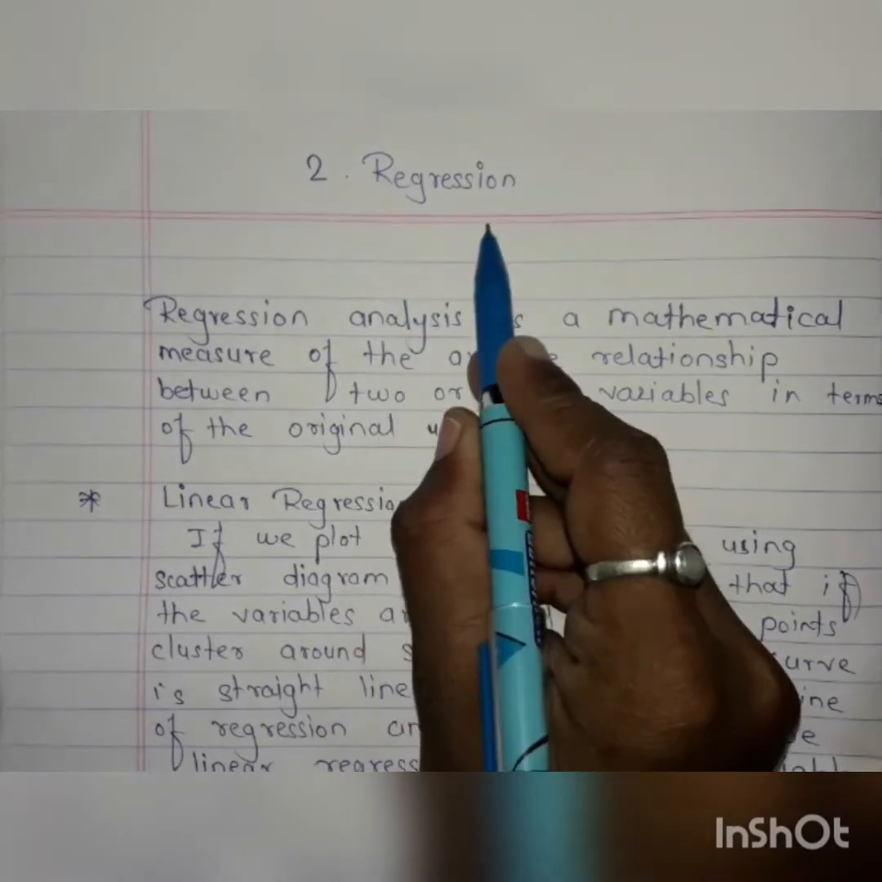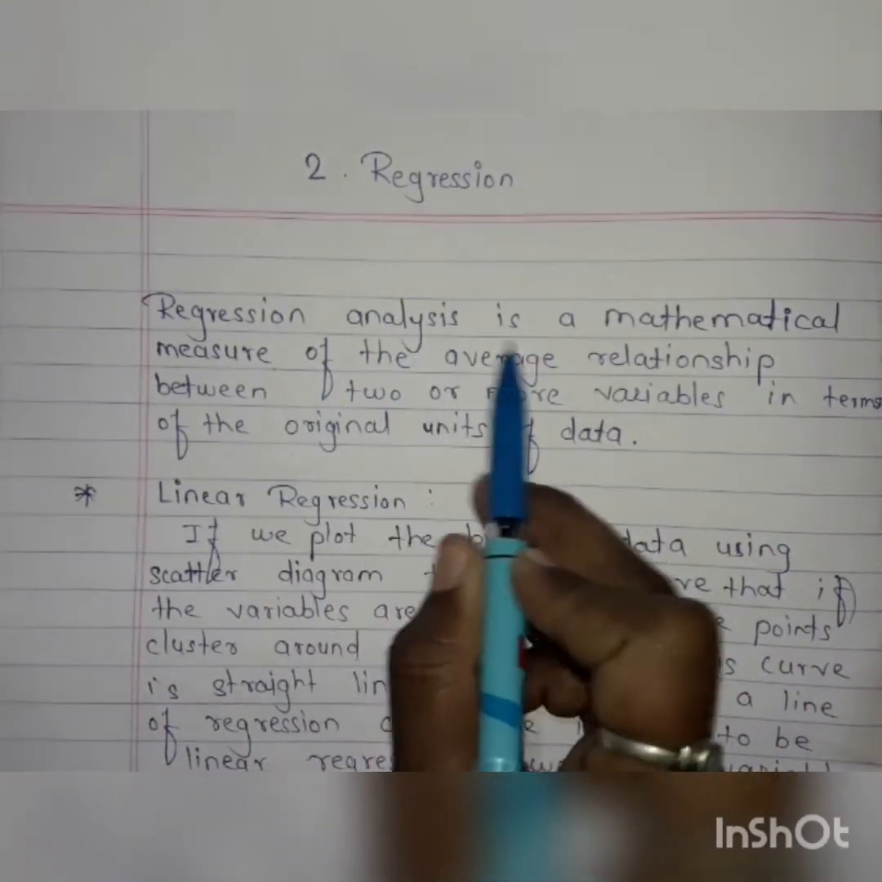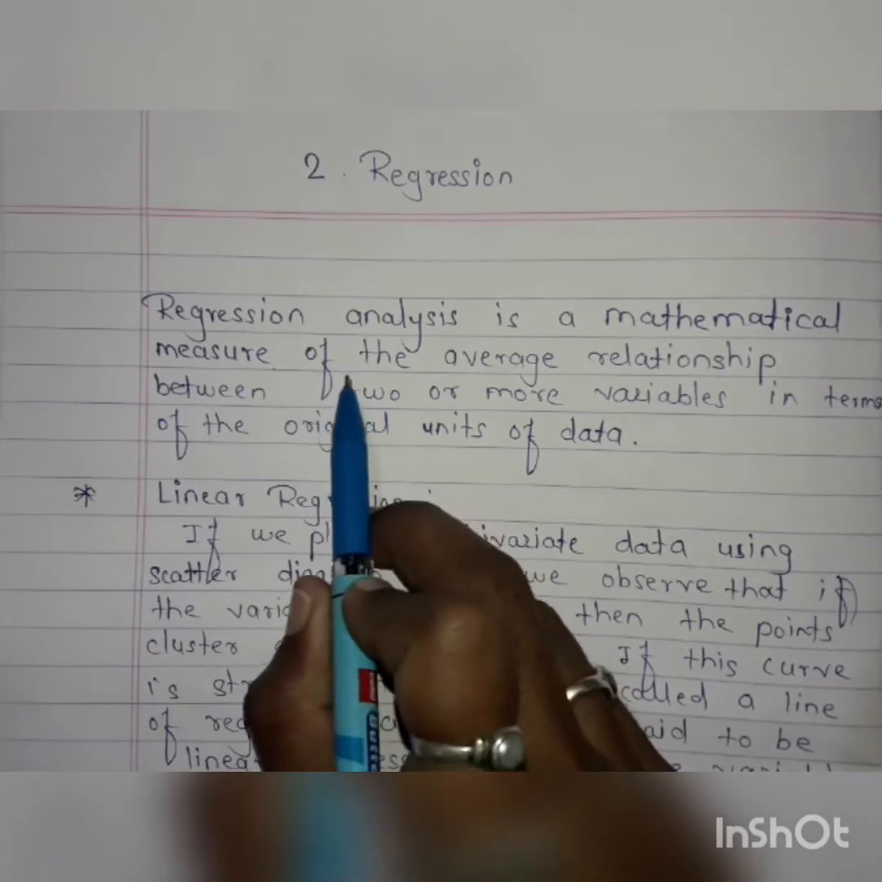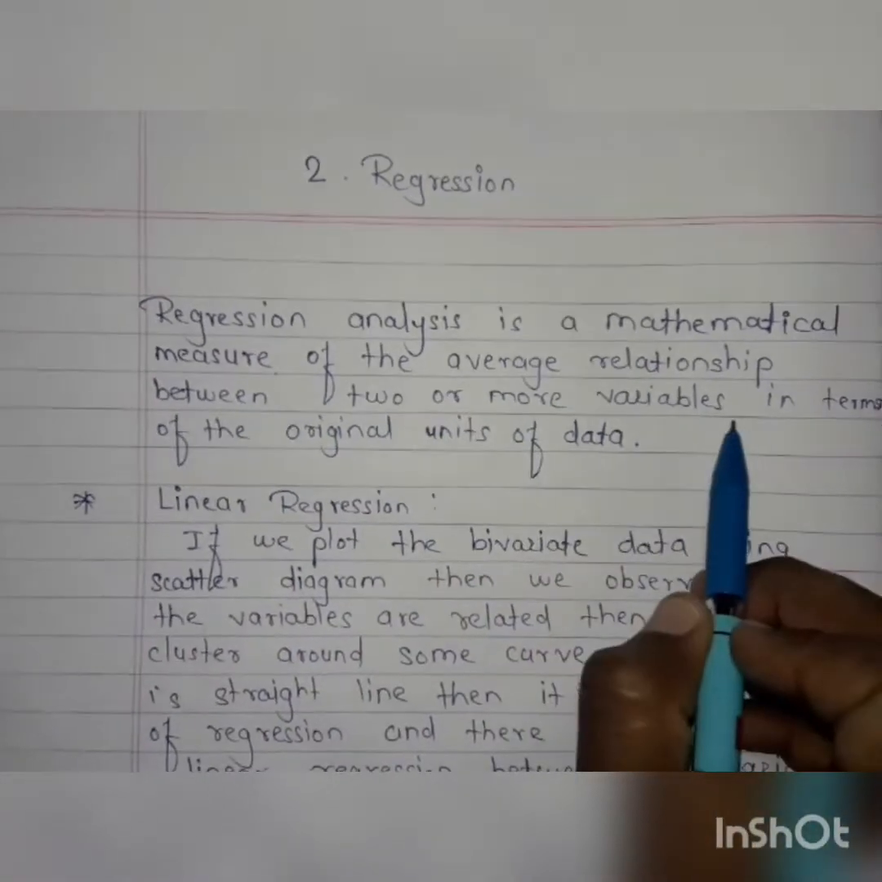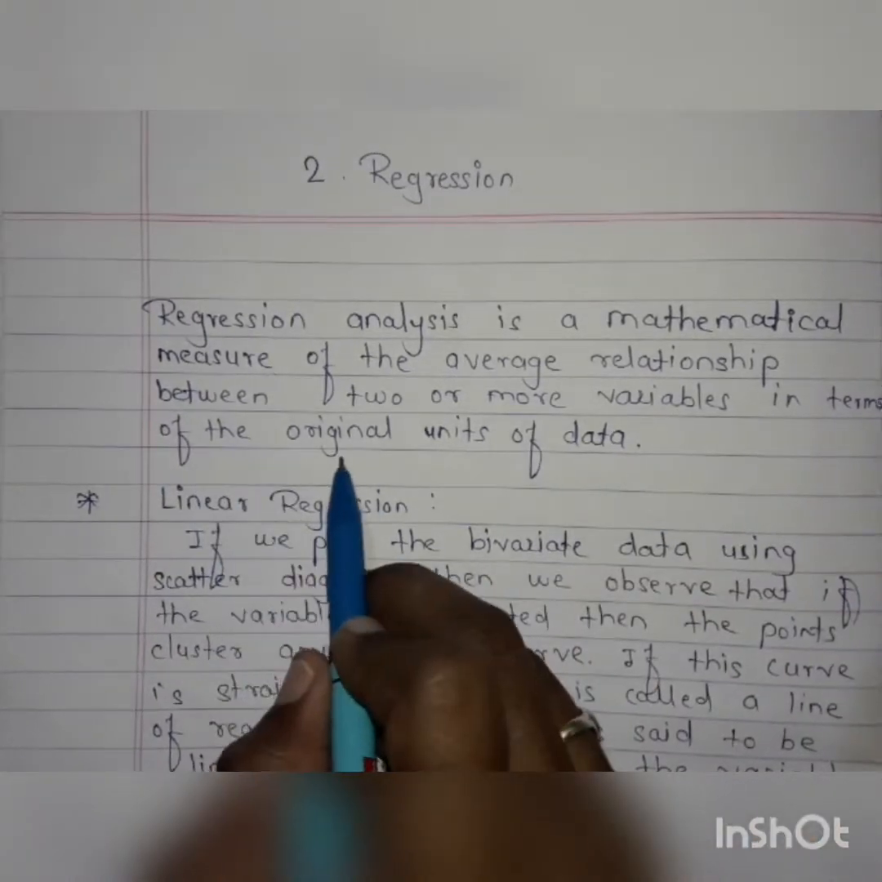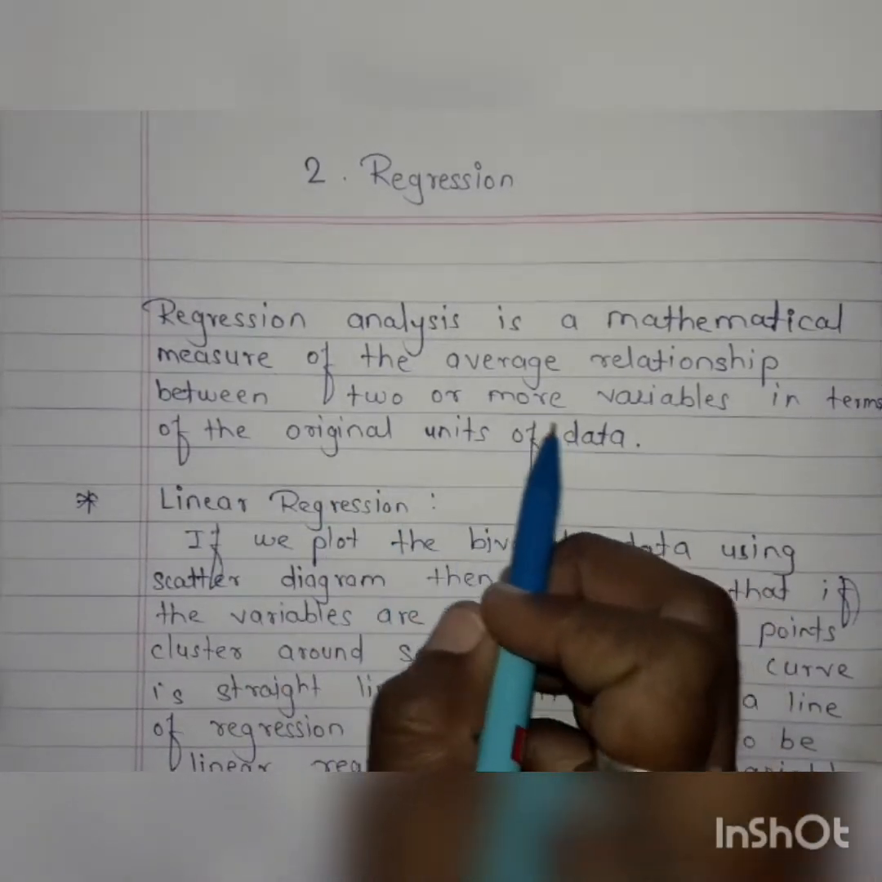Chapter is Regression. Regression analysis is a mathematical measure of the average relationship between two or more variables in terms of the original units of data.